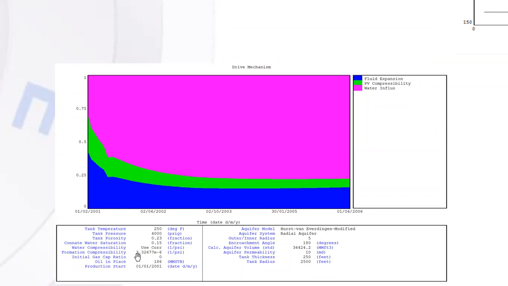After matching the data, you can find the estimate of the oil originally in place, which is estimated as 186 million stock tank barrels, and this is the defined aquifer model, which is the highest value for the best match, using a radial aquifer, and these are the aquifer parameters.